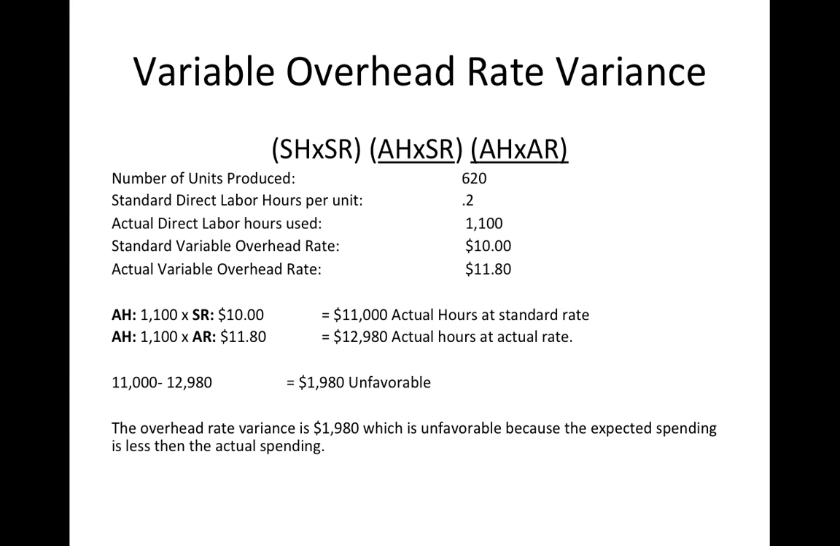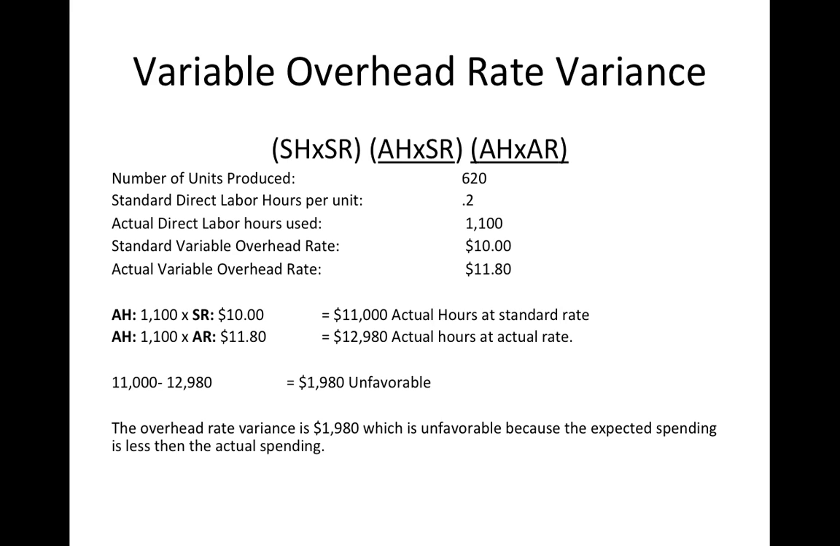The last of the two variable overhead variances is the rate variance. This is calculated by the middle and last formula underlines, which is the actual hours at standard rate and the actual hours at actual rate. In this example, we have the number of units produced, which is 620, the direct labor hours per unit, which is 0.2, actual direct labor hours used, which is 1,100, standard variable overhead rate, which is $10, and actual variable overhead rate, which is $11.80. We don't need the first two numbers, so you can just ignore those.